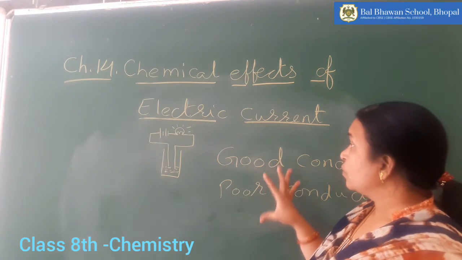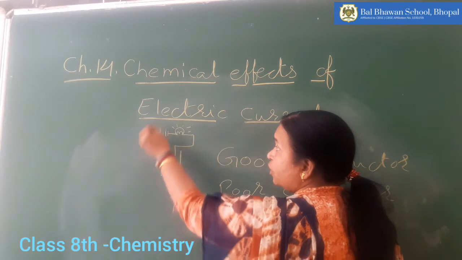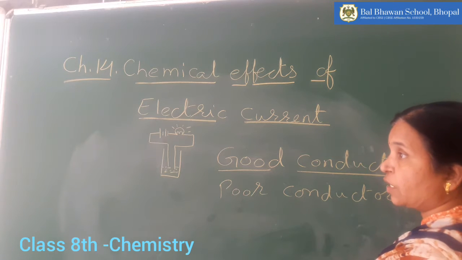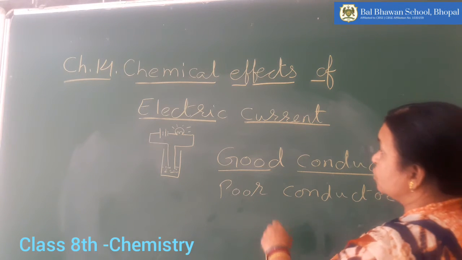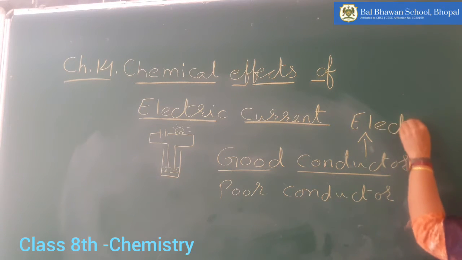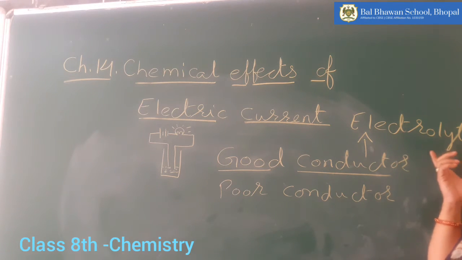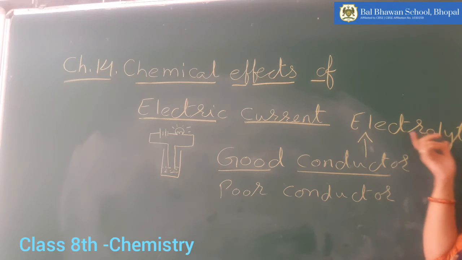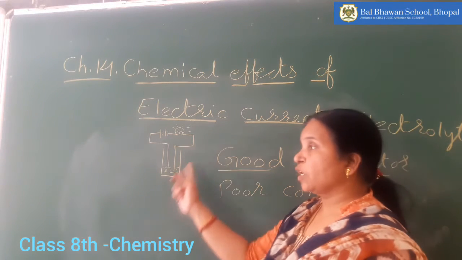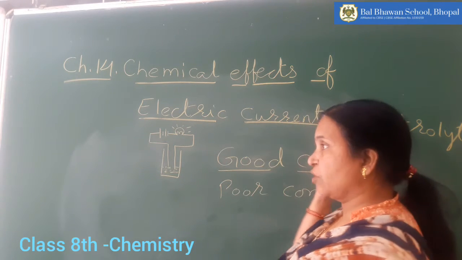Now, based on this, the liquid which helps the current to pass through it is considered a good conductor of electricity. The other name for this good conductor of electricity is electrolyte. It is the liquid or solution which allows the current to pass through it and at the same time undergoes chemical change, and is known as an electrolyte.